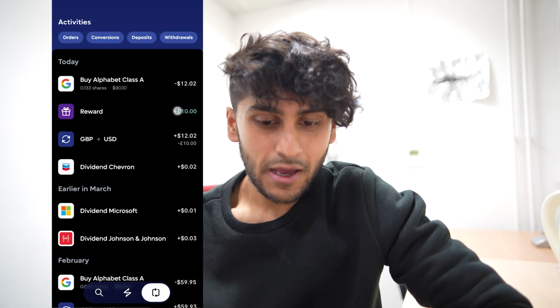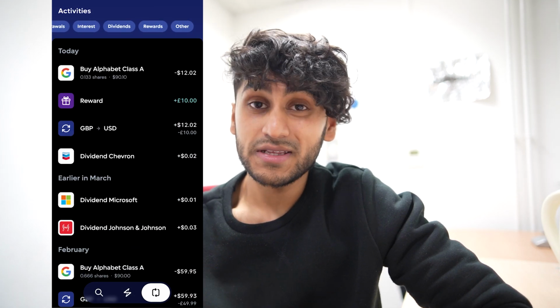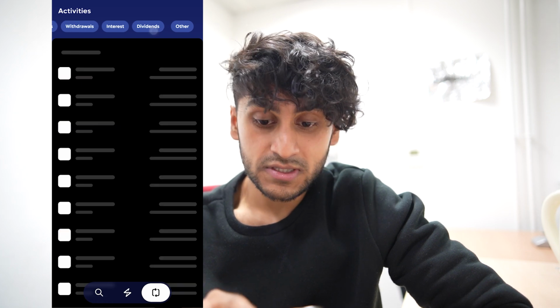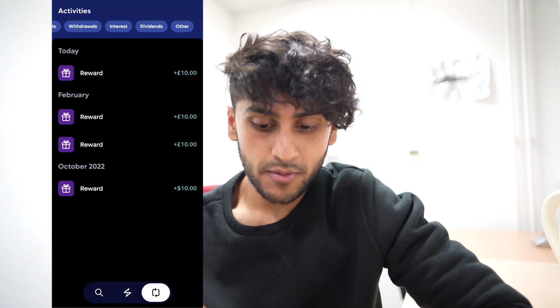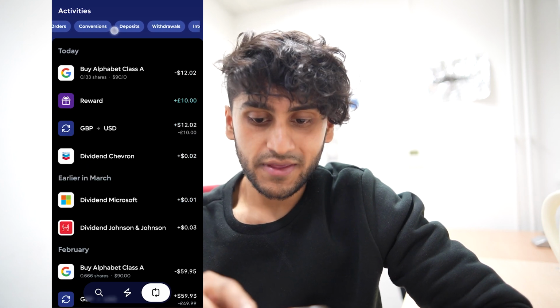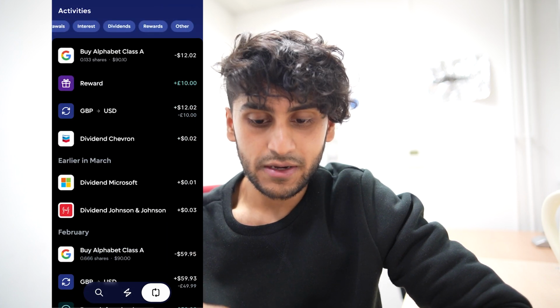So if I scroll down now, what I really like is that you can see your activities quite easily. For example, I want to see how much I've actually made through rewards. I can click rewards, and I can see that I made around £30 from rewards, and then a welcome bonus was $10. If I want to get rid of that and then look at my dividends, I can easily see all the dividends that I received and when I did that.